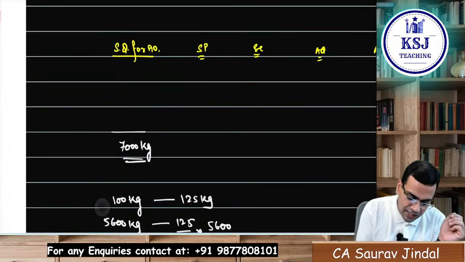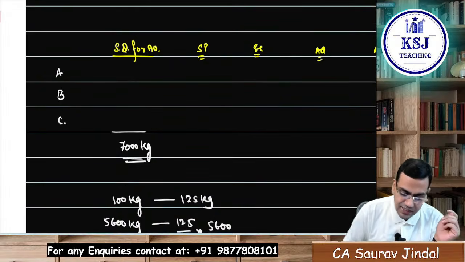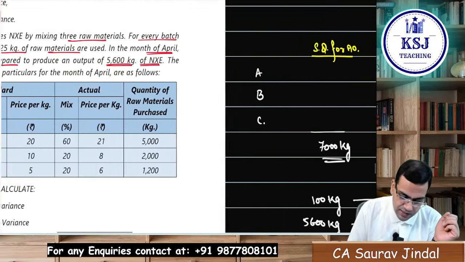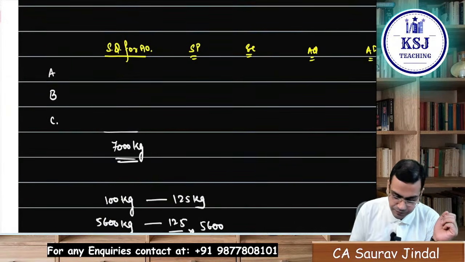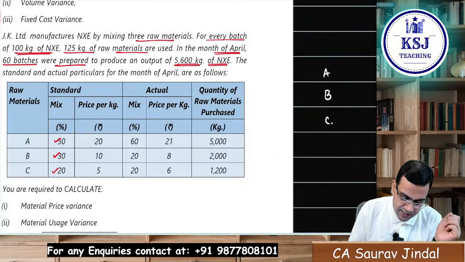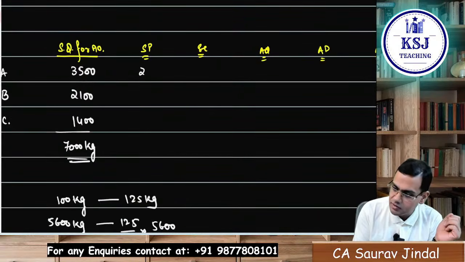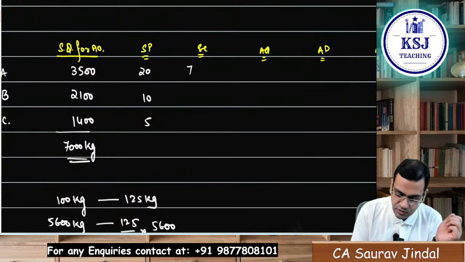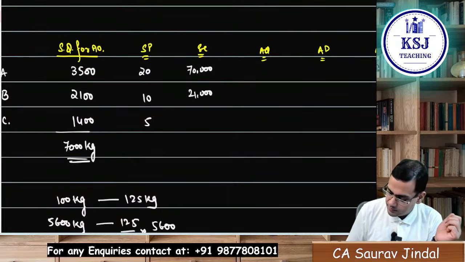Now this raw material A, B, C, the standard says it has been mixed in which ratio? They have been mixed in 50, 30, 20. So that is 3500, 2100 and 1400. What is the standard price that is given? 20, 10 and 5. 3500 multiplied by 20, that is 70,000. 21,000 and 7,000.